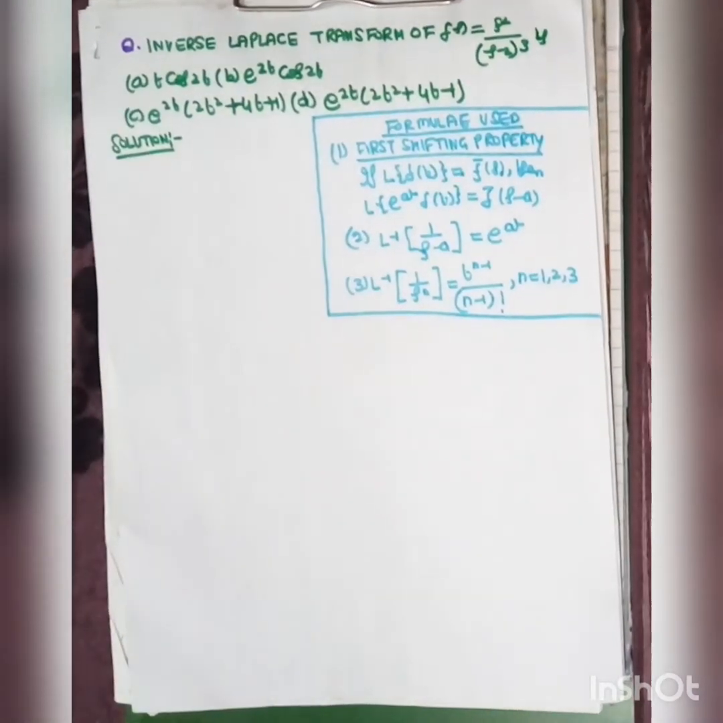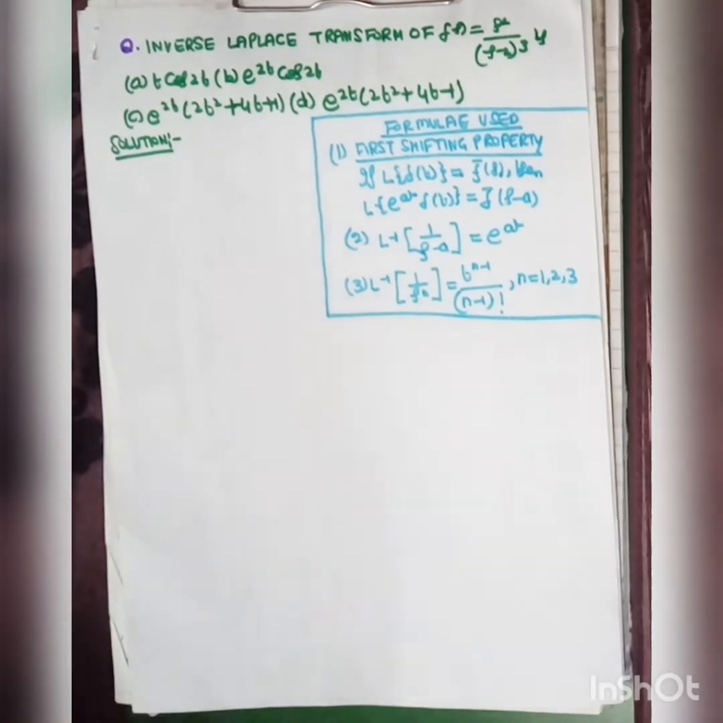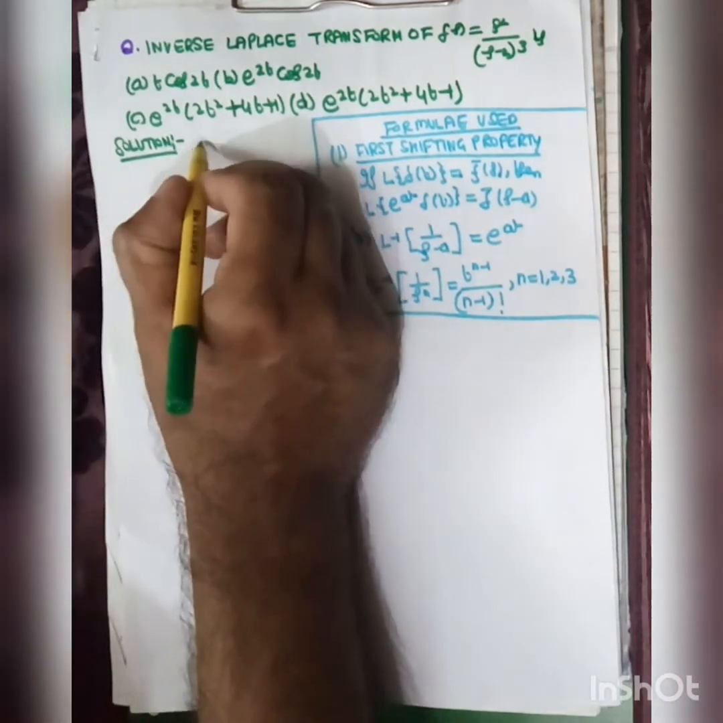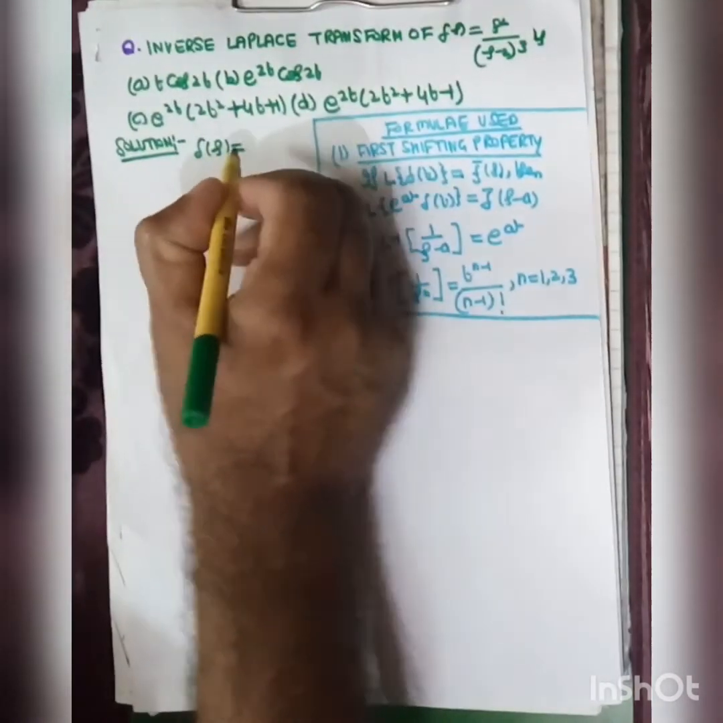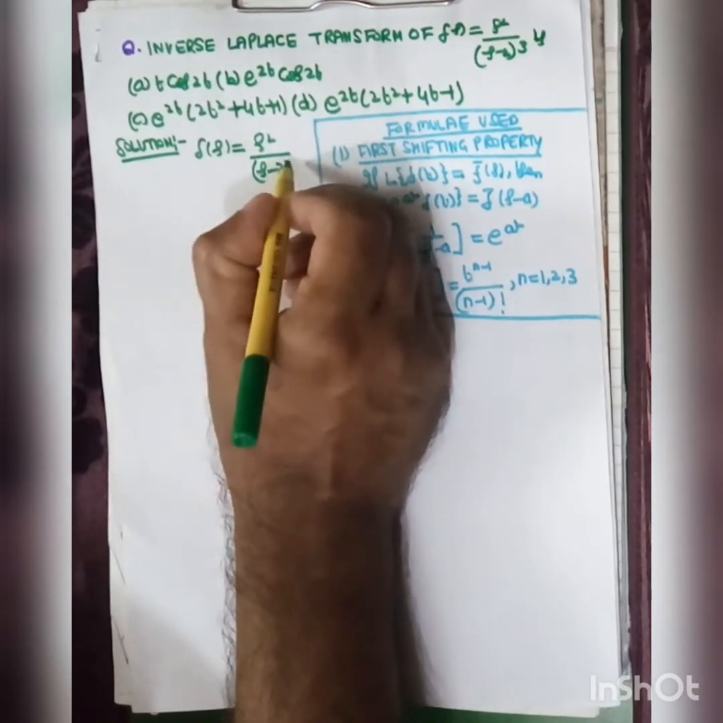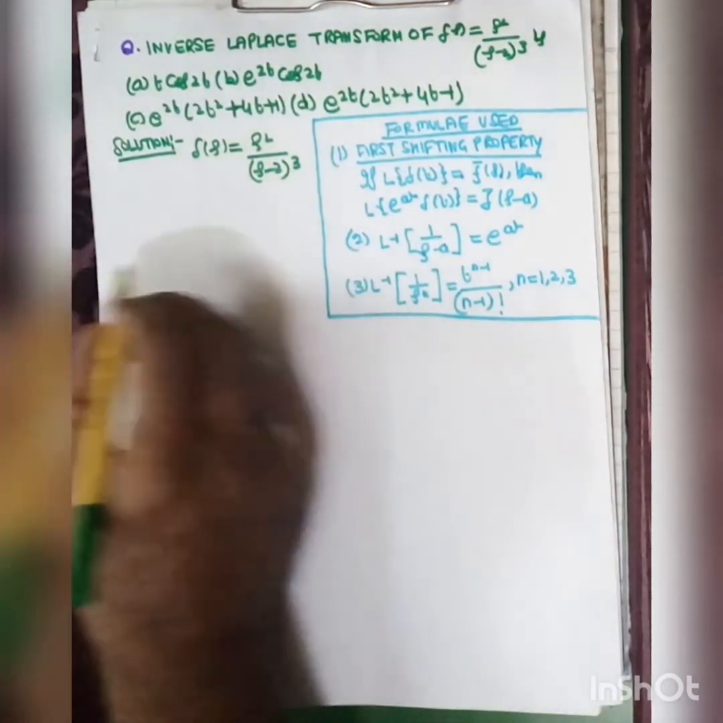Hello, this is a question related to Laplace transform. We have to find out the inverse Laplace transform of a function. Function F(s) is equal to s square divided by (s minus 2) to the power 3. We will break it by partial fraction.